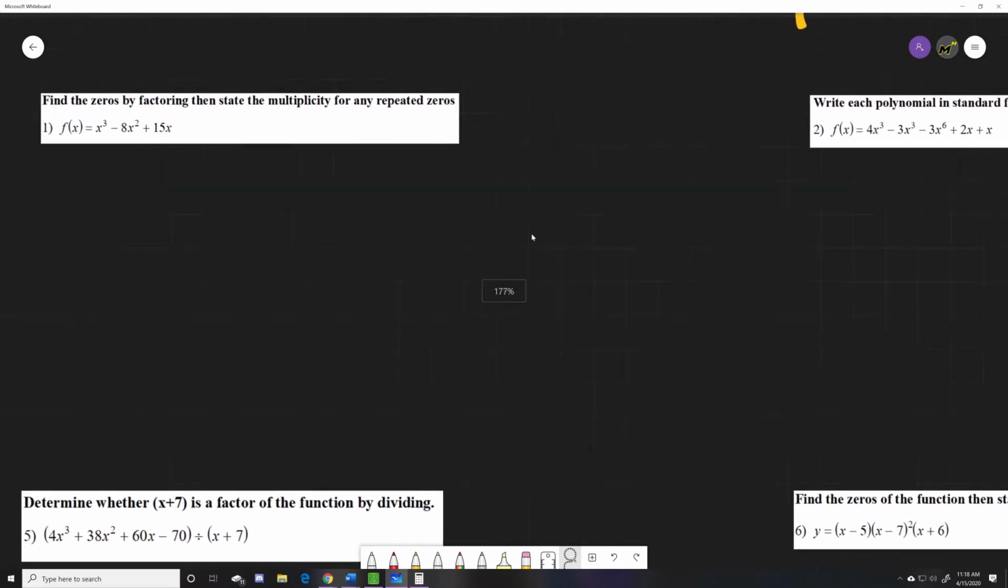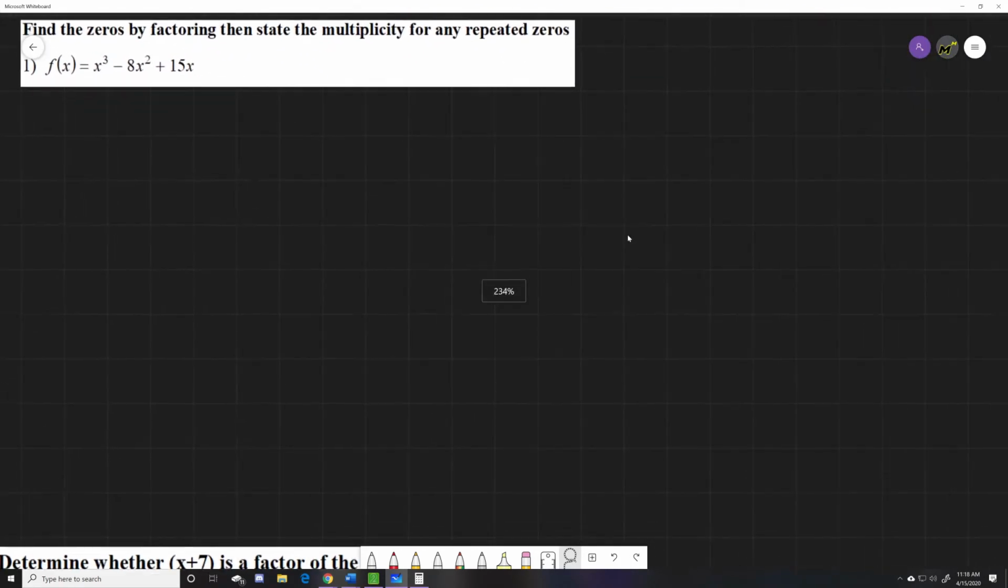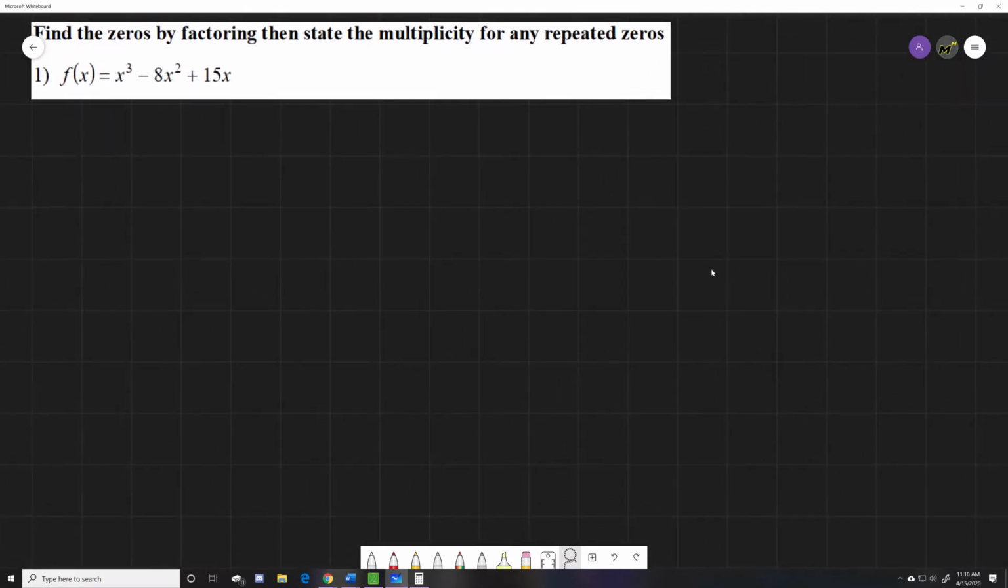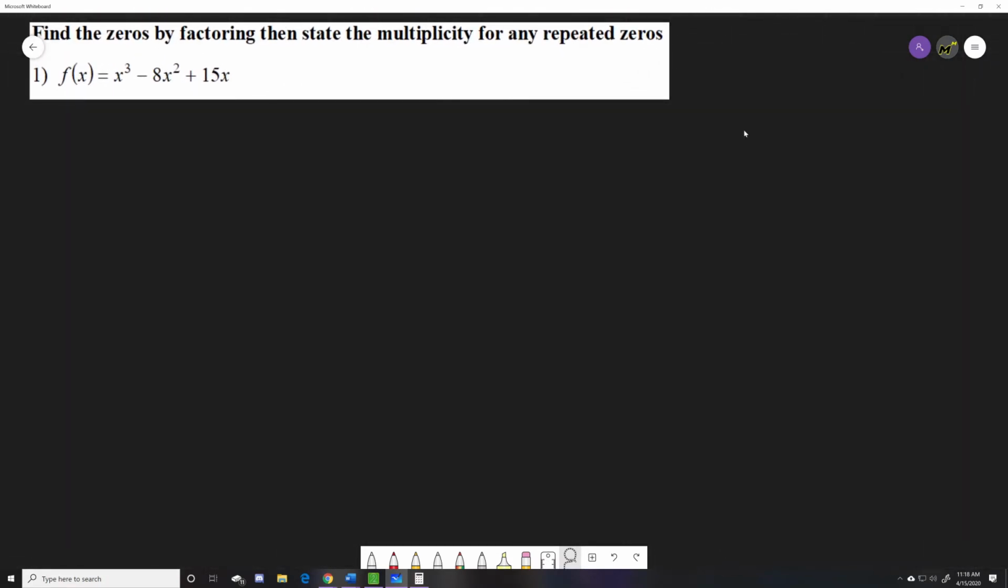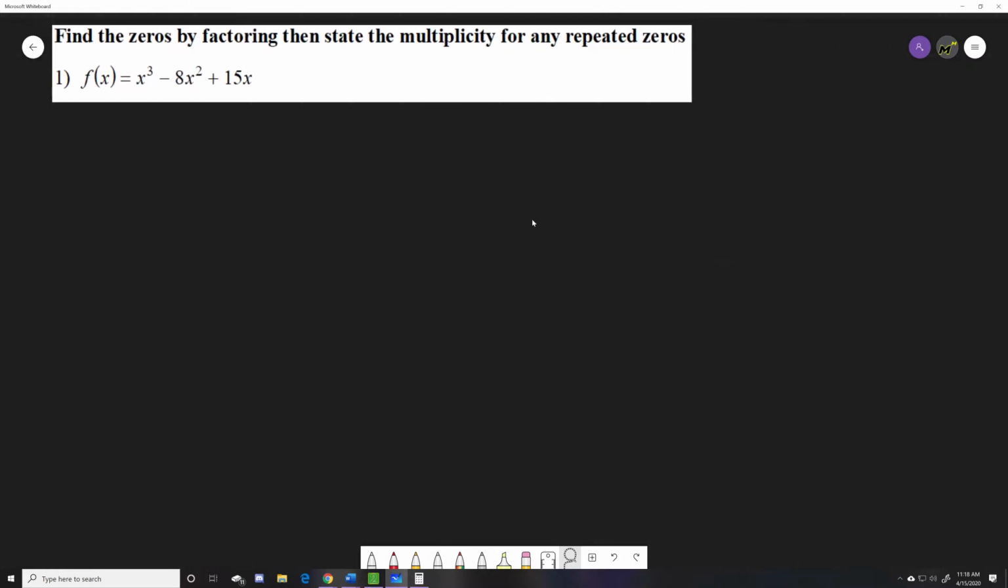Number 1, find the zeros by factoring, then state the multiplicity for any repeated zeros. Well, the first thing we need to do, whenever we're factoring, is first look for a GCF, or any greatest common factor, and we notice that each term has an x. So we'll go ahead and factor that x out. And so we'd have x, and then remaining would be x squared minus 8x plus 15 in parentheses. And now we can look, hey, what multiplies to 15 and adds up to negative 8?